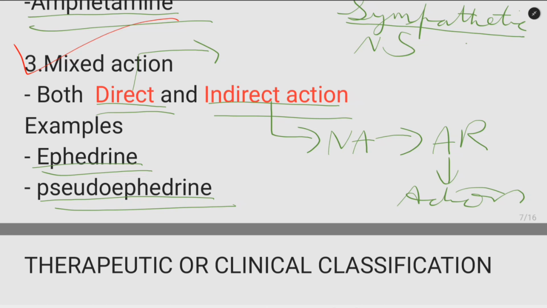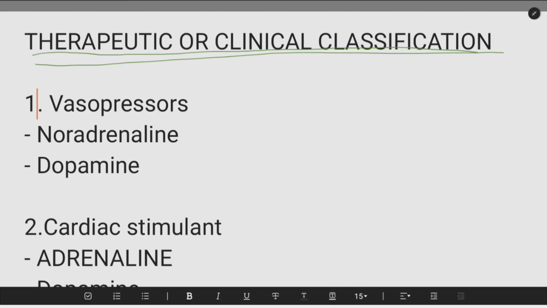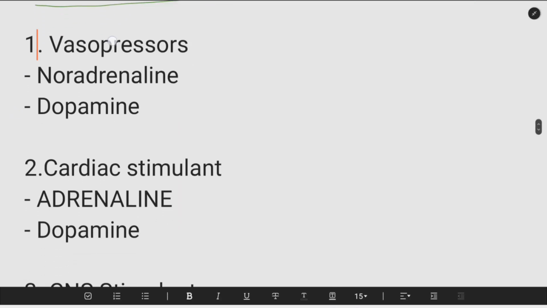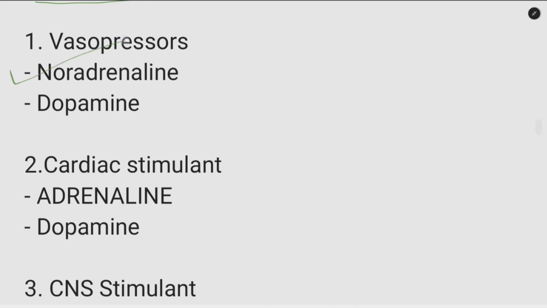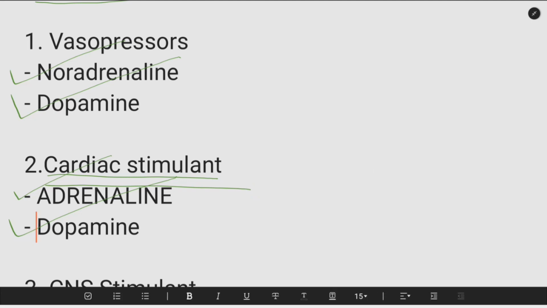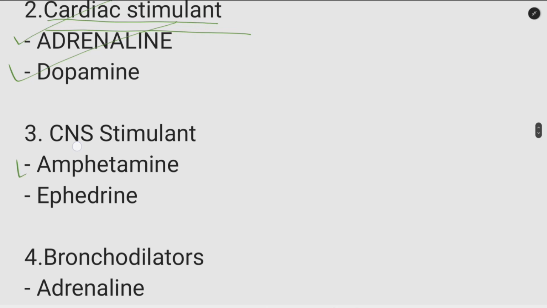Now we will discuss the classification of adrenergic drugs on the basis of therapeutic or clinical classification. Vasopressors: the examples are noradrenaline and dopamine. The examples of cardiac stimulant are adrenaline and dopamine. The examples of CNS stimulant are amphetamine and epinephrine.